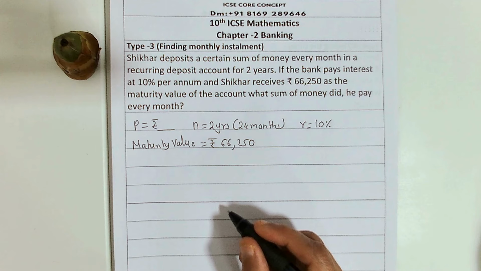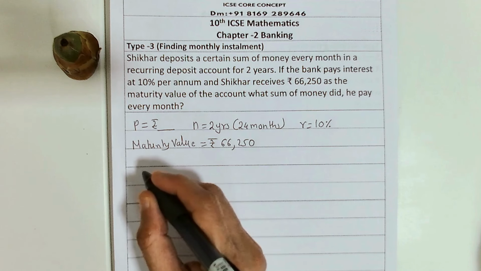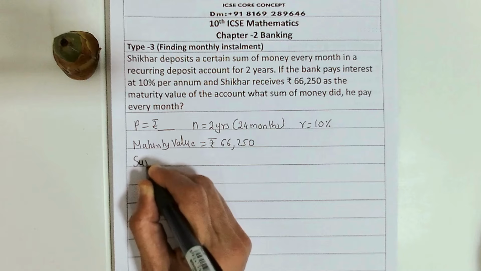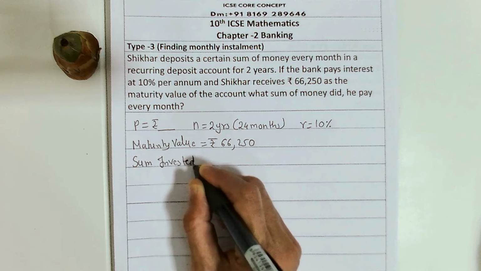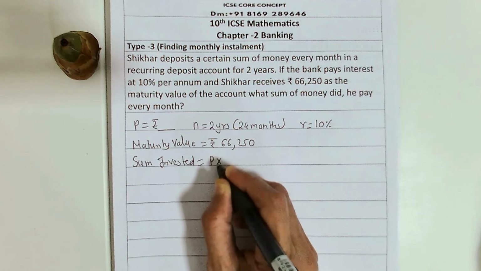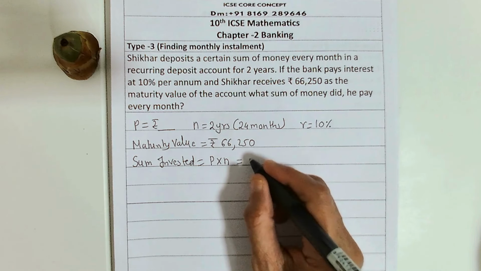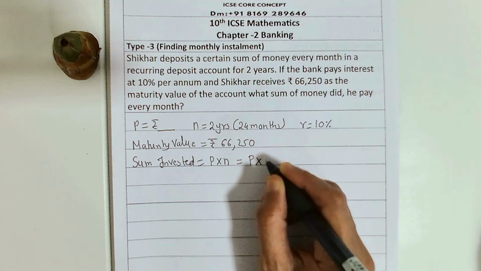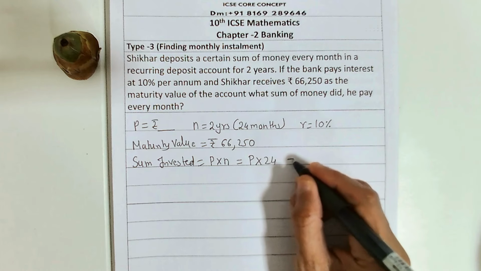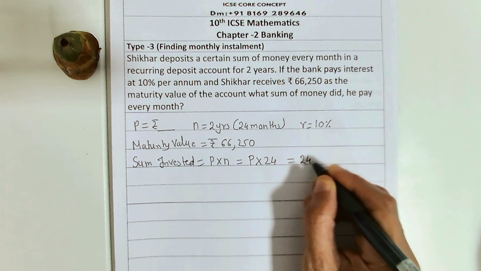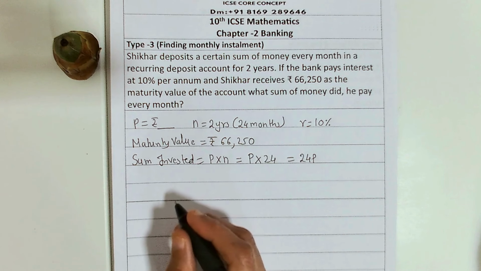As I have already told you, start the sum with sum invested. So let us start with sum invested. The formula is P into N. This time we don't know the principal. Fine, we'll keep it as P and we are investing for 24 months. So that comes to 24P.